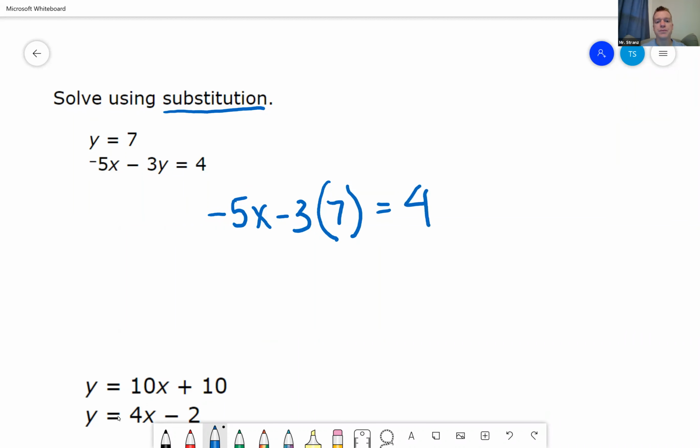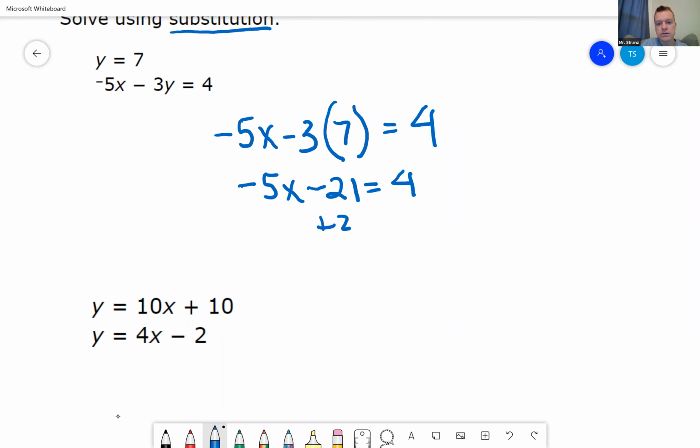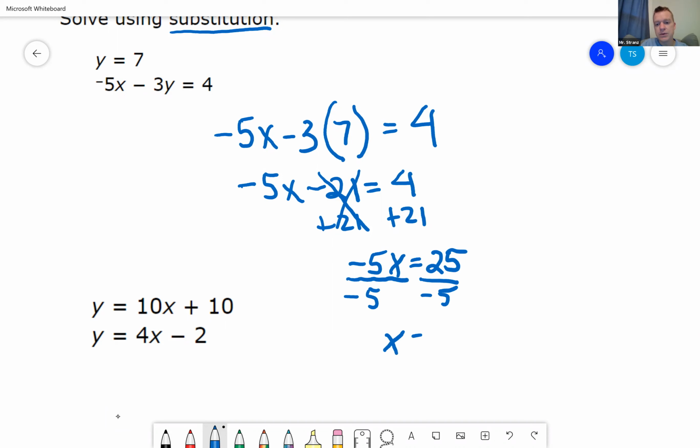equals 4. Okay, so now I'm just solving it like we should know how to do already, right? So I got negative 5x. I got negative 3 times 7, which is negative 21, equals 4. Okay, I need to get x by itself. So I'm going to add 21 to both sides. Eliminates this one. 4 plus 21 is 25. So now I got negative 5x equals 25. Lastly, to isolate x, I need to divide each side by negative 5. And now x equals 25 divided by negative 5, which is negative 5.